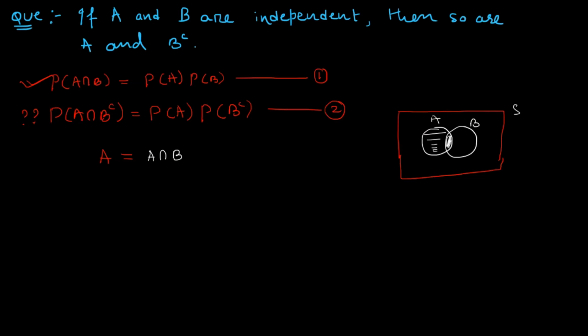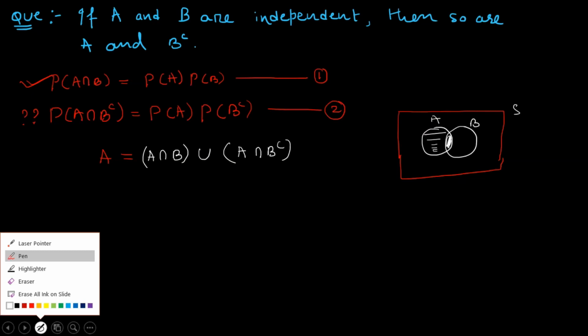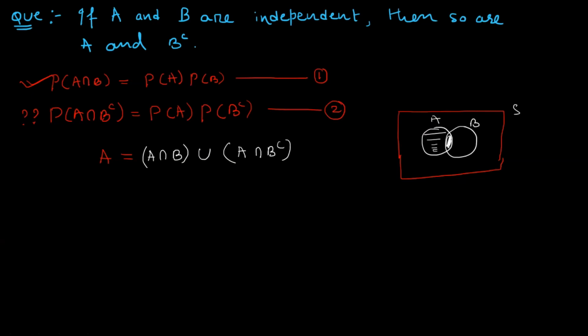This part is A intersection B, right? I will unite it with B's complement, everything outside B, so A intersection B complement. Clear? This is a very beautiful thing that you should observe. First you calculated this thing, then you calculated everything outside B and made it intersect with A. So you find the set A like this.